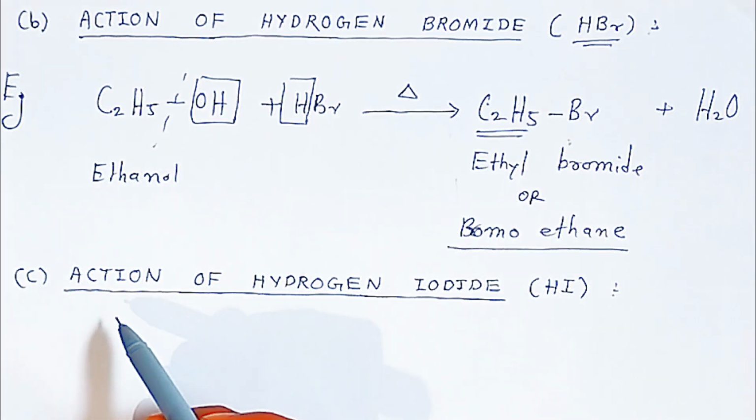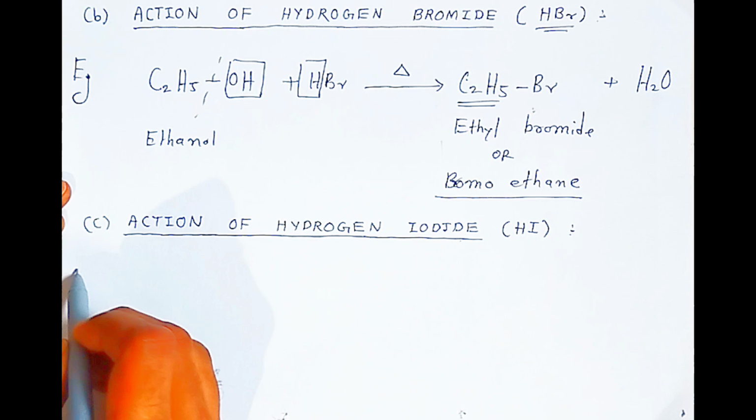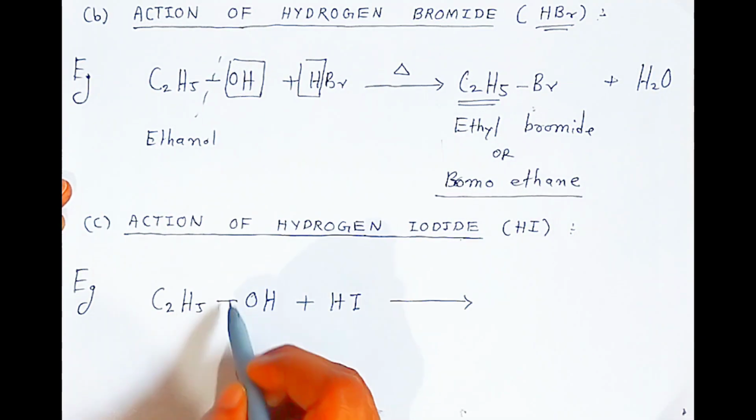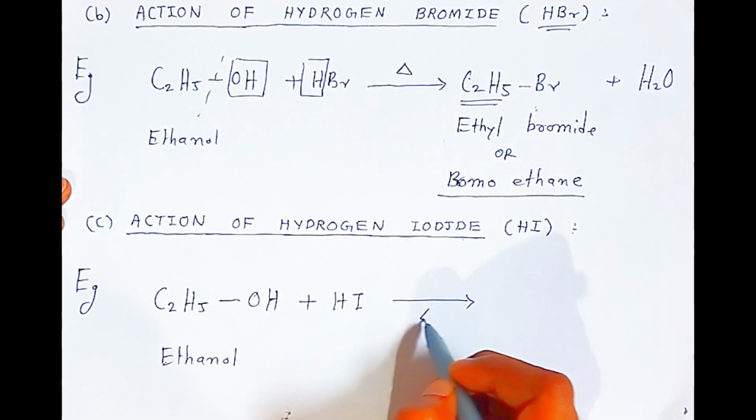Now students, we will see the action of hydrogen iodide, which is very reactive. What happens, students? You just take ethanol, and hydrogen iodide will react with ethanol. Small heating is required, students.